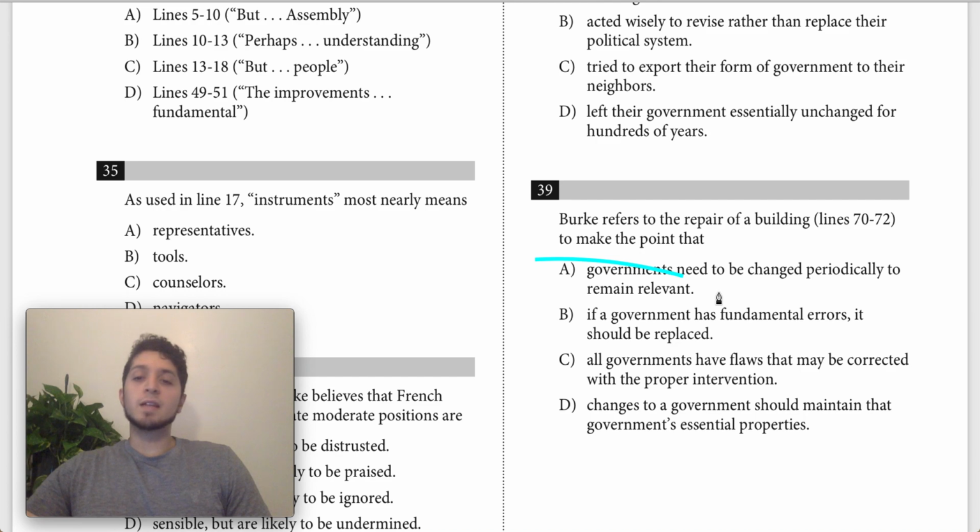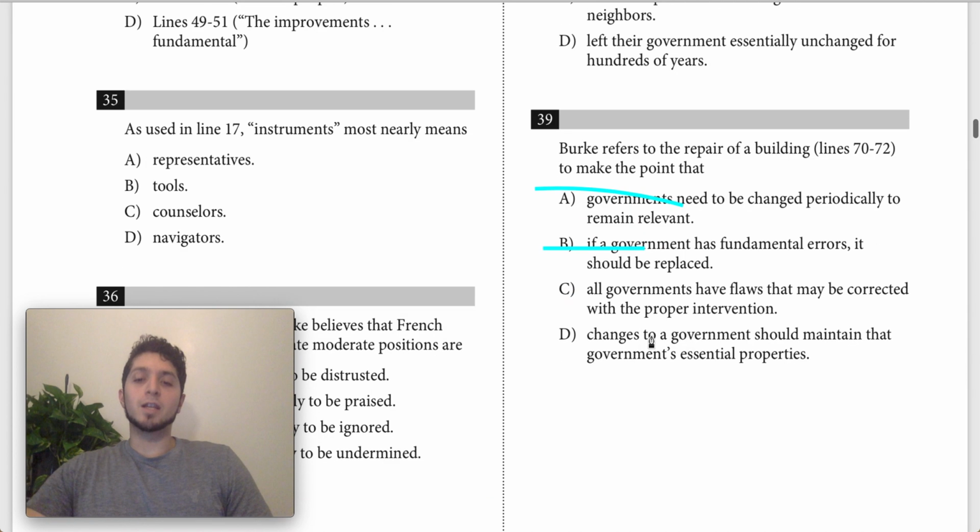Then B says if a government has fundamental errors, it should be replaced. And maybe this is a point that Burke believes, like if a government is messed up all the way to the core, instead of fixing it, you should just replace it. But that's not really a point that he makes. He doesn't talk about governments with fundamental errors. It goes against the spirit of what he's arguing, which is a little more moderate, a little more conservative about just making small repairs. So let's get rid of B. He's not saying anything should be replaced.